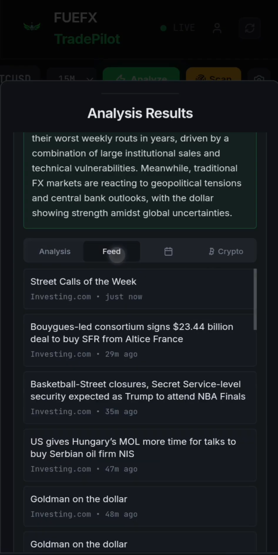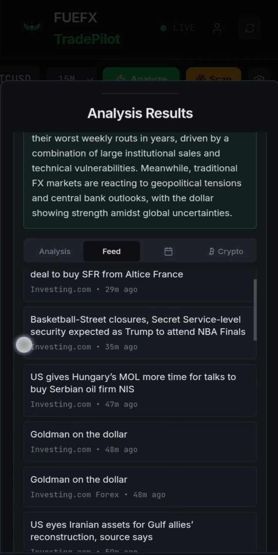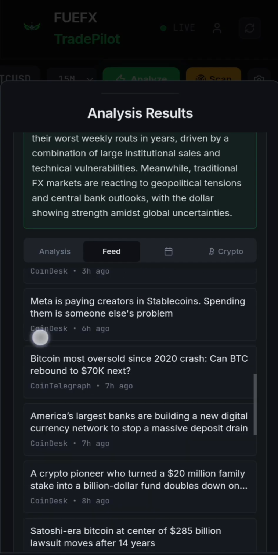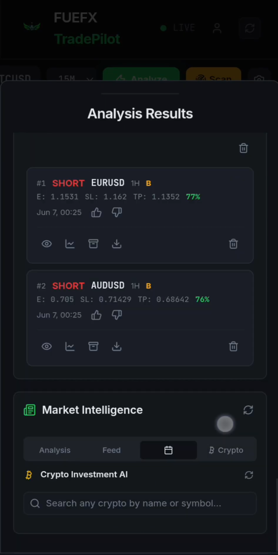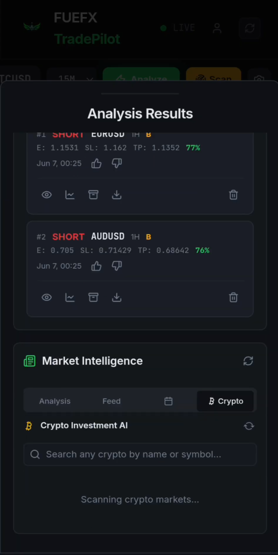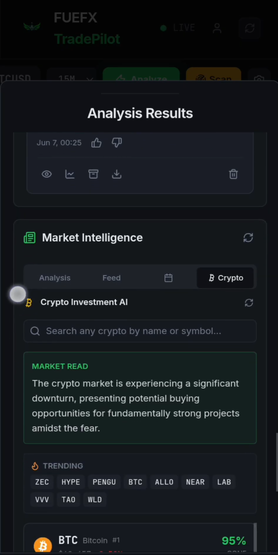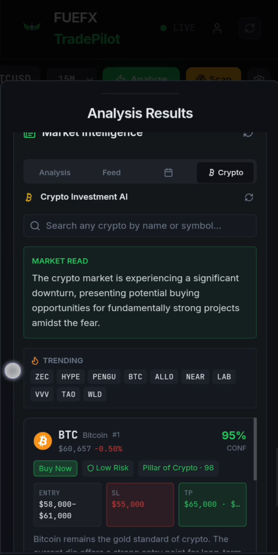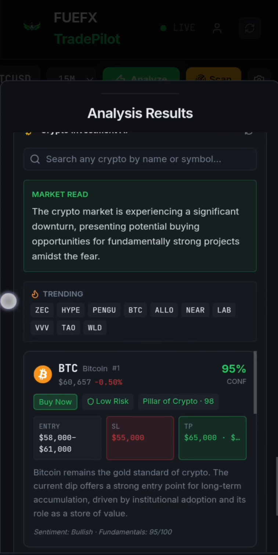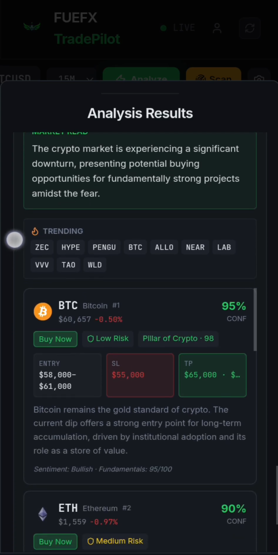Okay, you also have feeds where you can get economic events and news. This is the economic calendar. Currently, there are no events. Then we also have the crypto investment AI. In the crypto investment AI tab, you can see the trending cryptocurrencies which are recommended to invest in.